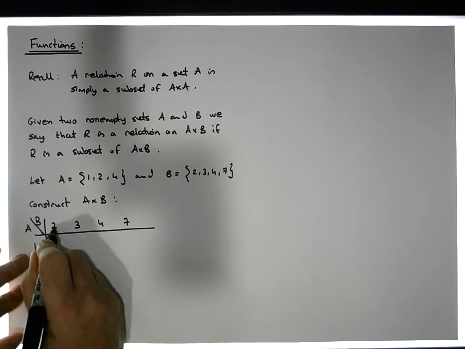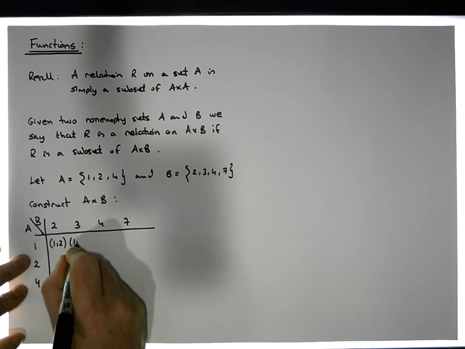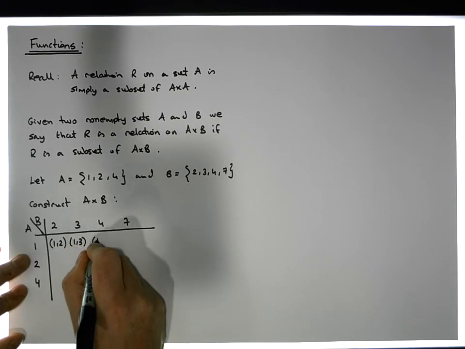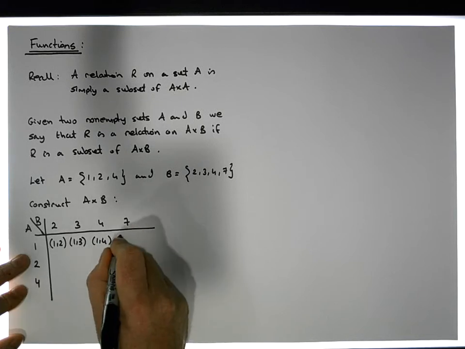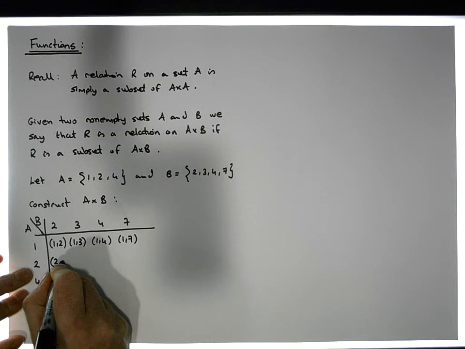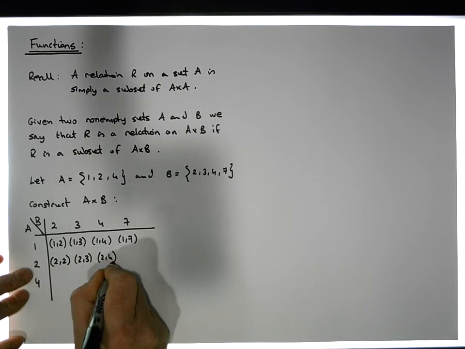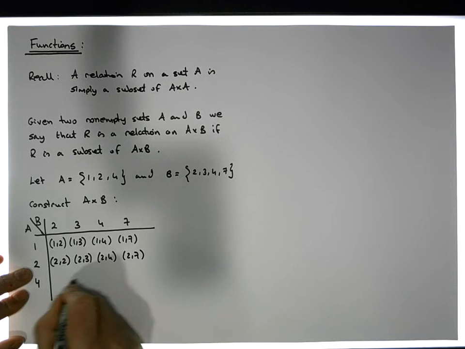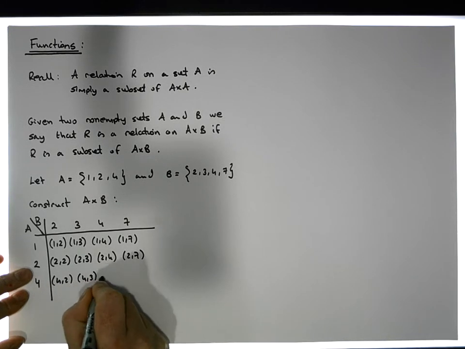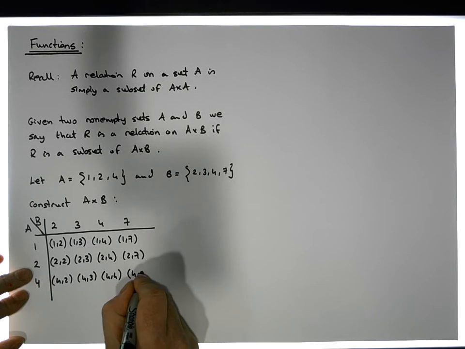So we have 1 is related to 2, so 1, 2. 1 is related to 3, so 1, 3. 1 is related to 4, so that gives us 1, 4. 1 is related to 7, so that gives us 1, 7. We have 2 is related to 2, 2 is related to 3, 2 is related to 4, 2 is related to 7. We have 4 is related to 2, 4 is related to 3, 4 is related to 4, and 4 is related to 7.